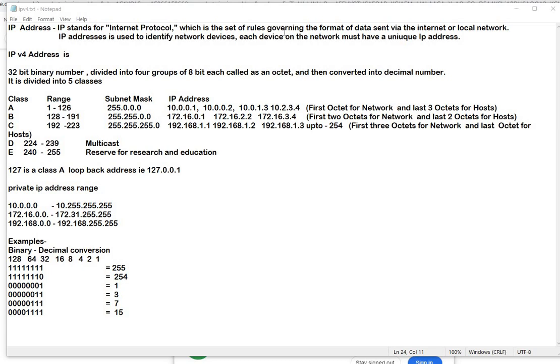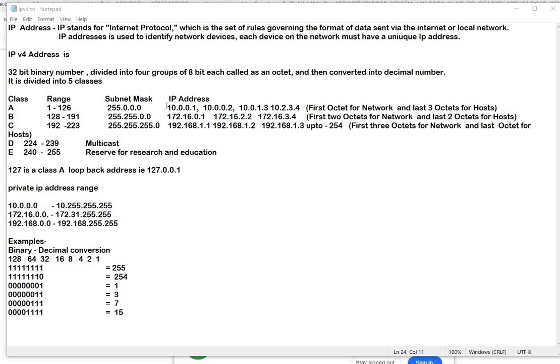An IPv4 address is a 32-bit number divided into four groups of 8 bits each, called an octet, and then converted into decimal numbers. It is divided into five classes: class A, B, C. These three classes are used for assigning IPs to the end devices. D and E classes are reserved. Class A starting range is 1 to 126, and class B start range is 128 to 191. Class C start range is 192 to 223.